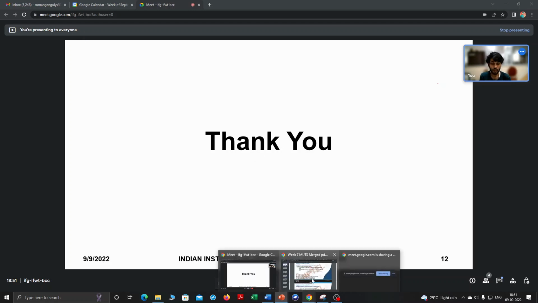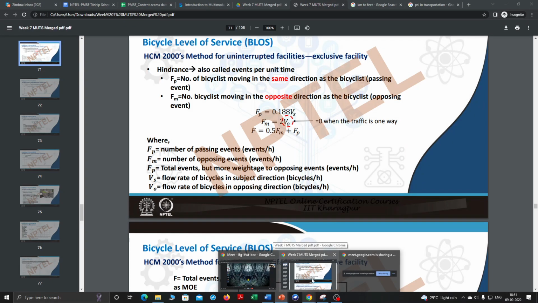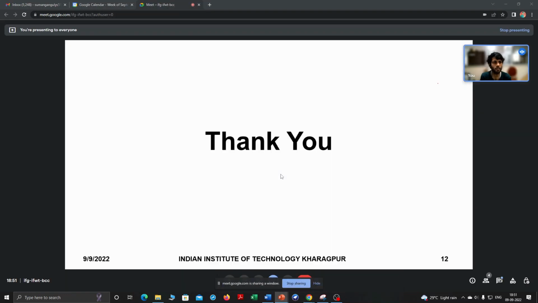Okay, then let me see what the numerical is. Northbound, southbound, means are you saying about that hindrance problem? Hindrance problem?